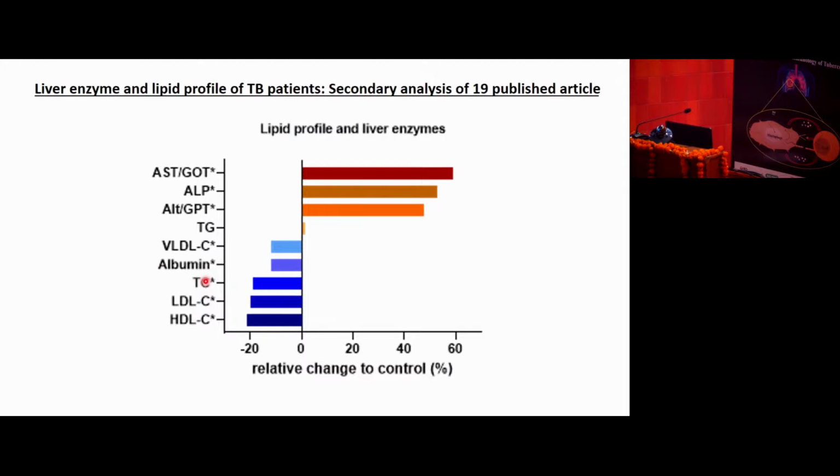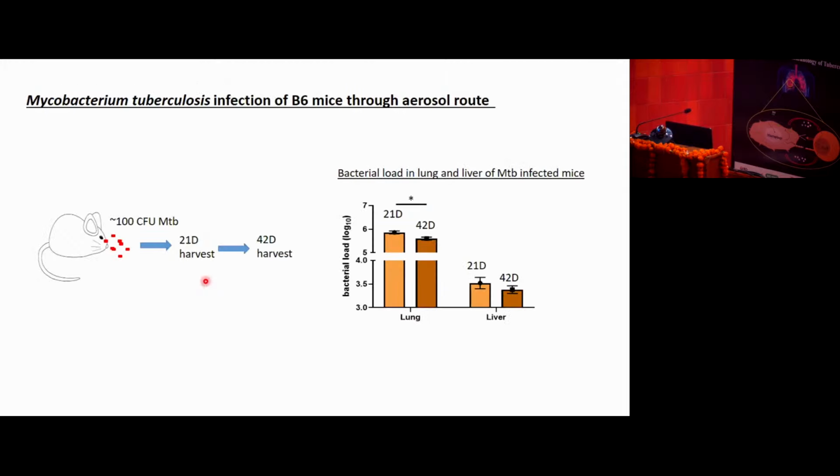So we thought we would use this conventional animal model and infect the animals with aerosol, just to see how much bacterial load we can see in the liver. You can see that we get around 3 orders fewer bacteria in the liver: there were 6 log bacteria in the lung, but only around 1,000 bacteria in the liver.